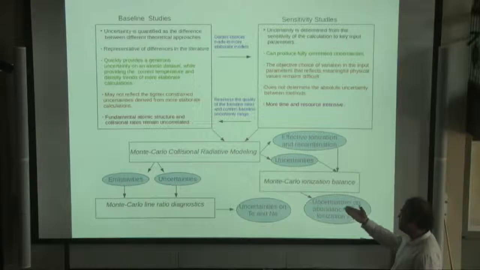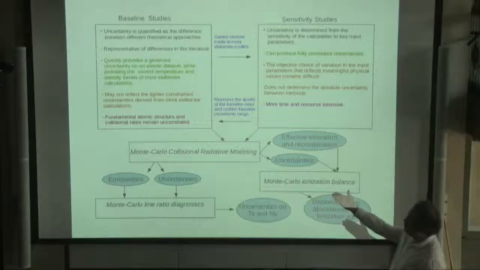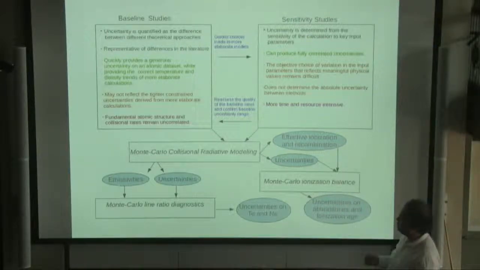However, the negatives are it may not reflect the type of constrained uncertainty derived from a more elaborate calculation, more accurate structure, a non-perturbative method. And of course, all these calculations are done at various institutes across the world, so there's no consensus on what is the right atomic structure even before you carry out the calculation.